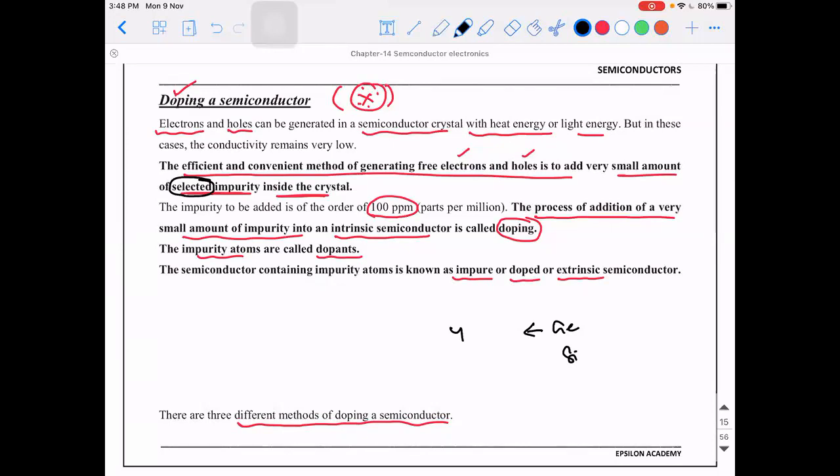Metal. Sorry? Metal. Metal. I didn't get you.